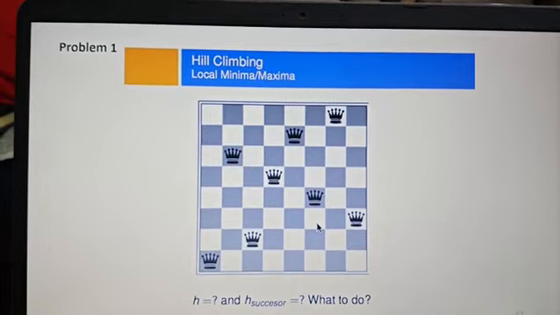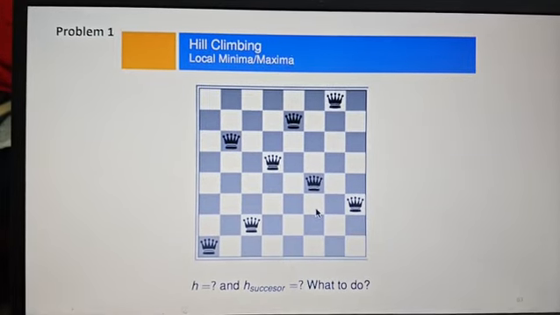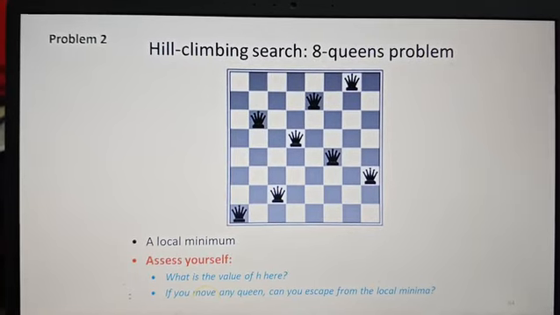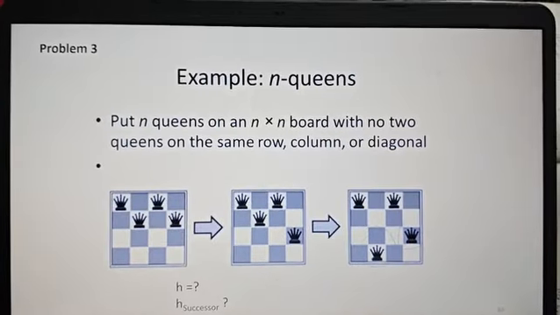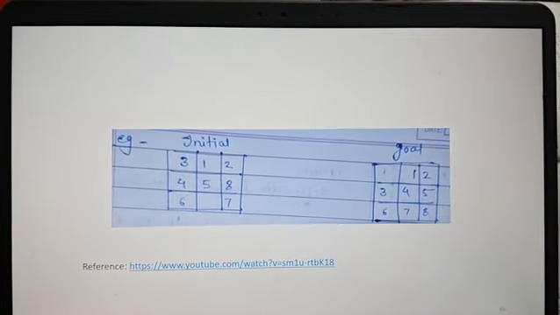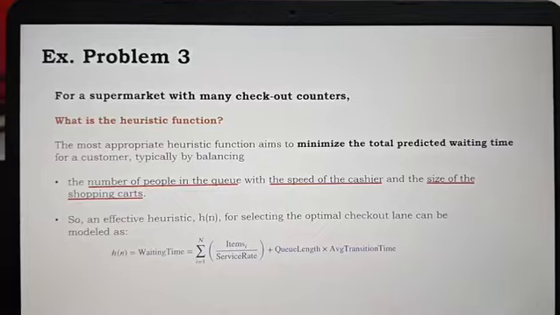So this combination gives you the H value for this combination and the possible successors. What is the H value in this state and what are the possible successors? You work on it and tell me. And these are some more examples. And this is another problem.